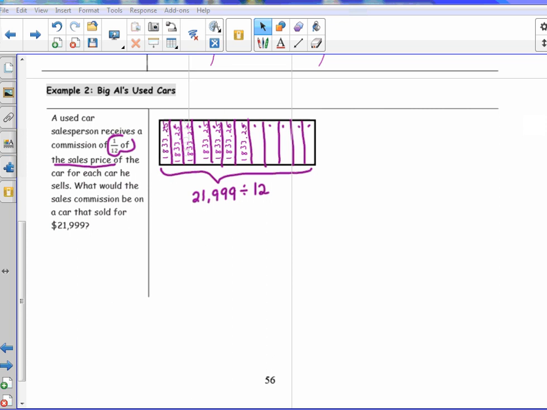Now the commission is 1/12. So the commission will be $1,833.25.